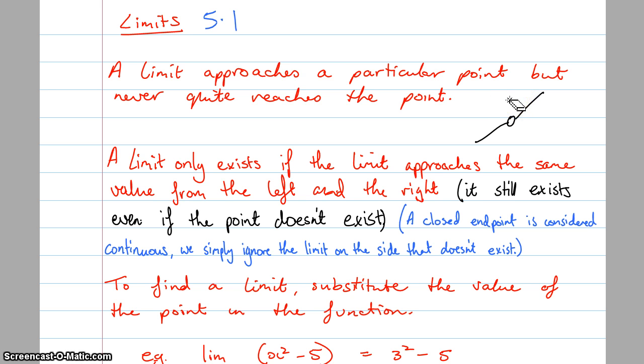A closed endpoint is considered continuous. We simply ignore the limit on the side that doesn't exist. So, for example, we can say this is continuous the entire way along, and the limit will still exist up to that point. To find a limit, we substitute the value of the point into the function.